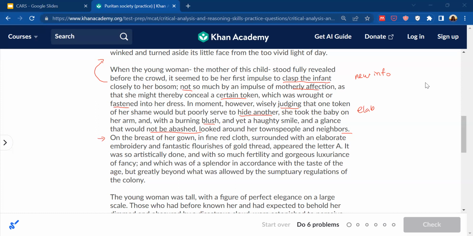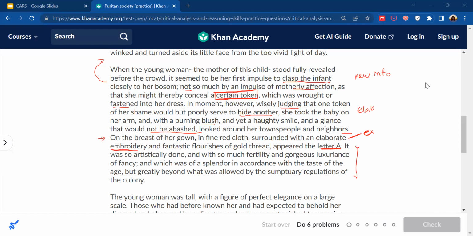We knew from above that there's some kind of token that she's trying to hide, but we don't know what that is. So here they're telling us what it is: this elaborate embroidery of the letter A on her dress. So we could probably say this is just an example of the token that they talked about earlier. And then they describe it. It was artistically done and it was really pretty. However, it was beyond how they lived in the colony.